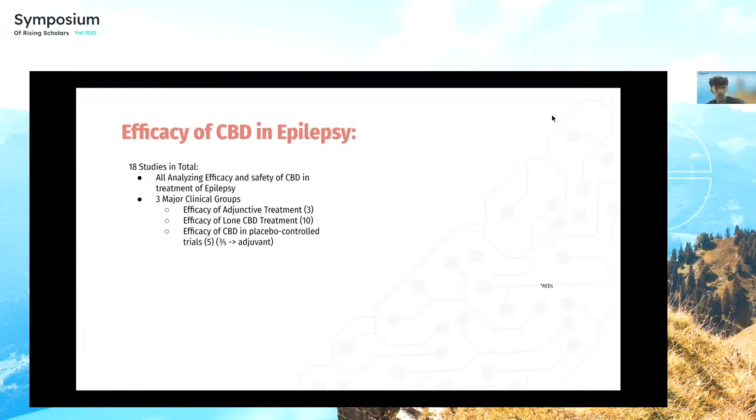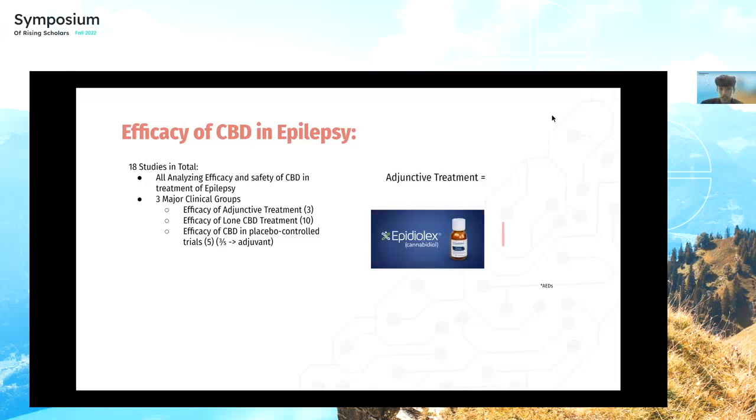There are 18 studies in total, and to measure how good CBD is, they measured the efficacy and the safety of CBD in the treatment of epilepsy. There are 3 major clinical groups, 6 of them being adjunctive treatment groups. 3 out of 5 of the placebo-controlled trials were also adjunctive treatment. Adjunctive treatment essentially means they were taking CBD and AEDs at the same time. And then the biggest group was just lone CBD treatment against epilepsy.